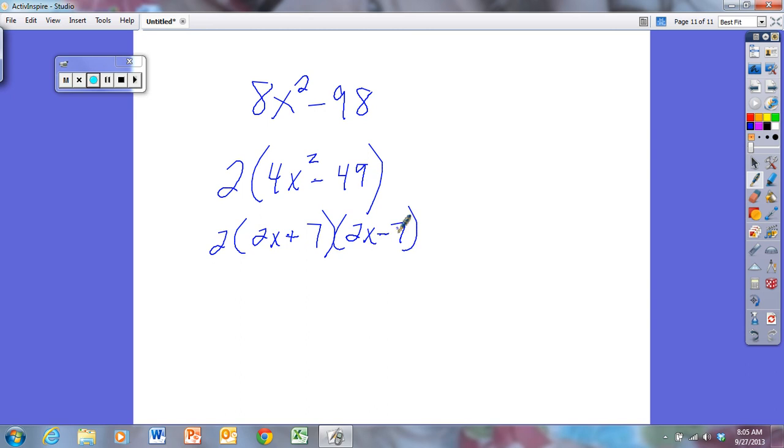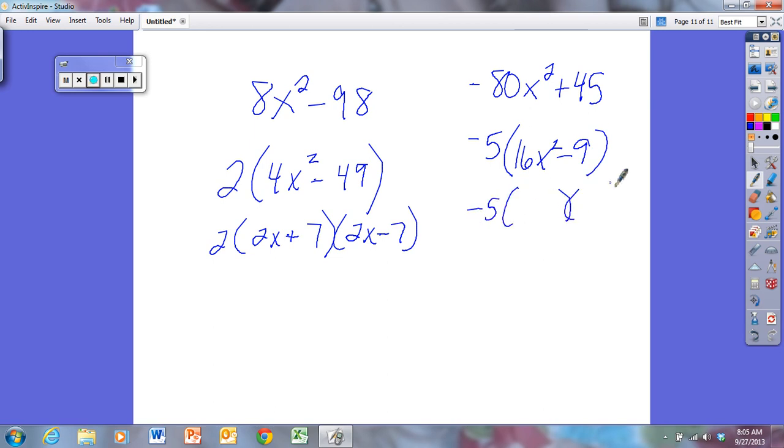All right, one more and then I'll stop talking at you. This one's tricky: negative 80x squared plus 45. Common factor here is 5. What if we factor out a negative 5? Let's see what happens. 5 goes into 80 16 times. And then I factor out a negative, so I have a negative in here, 9. That's the difference of perfect squares. 4x plus 3, 4x minus 3.